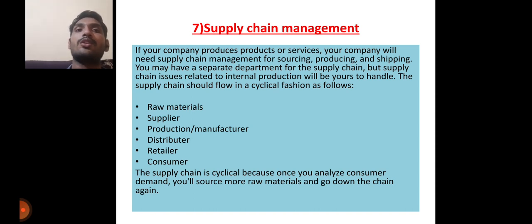The supply chain should flow in a cyclical fashion as follows. First of all, raw material. Second is supplier. Third one is production or manufacturer. Fifth one is distributor. Sixth one is retailer. Seventh is consumer. And supply chain management is cyclical because once you analyze the customer demand, you will source more raw materials and go down the supply chain again. It is the supply chain management.